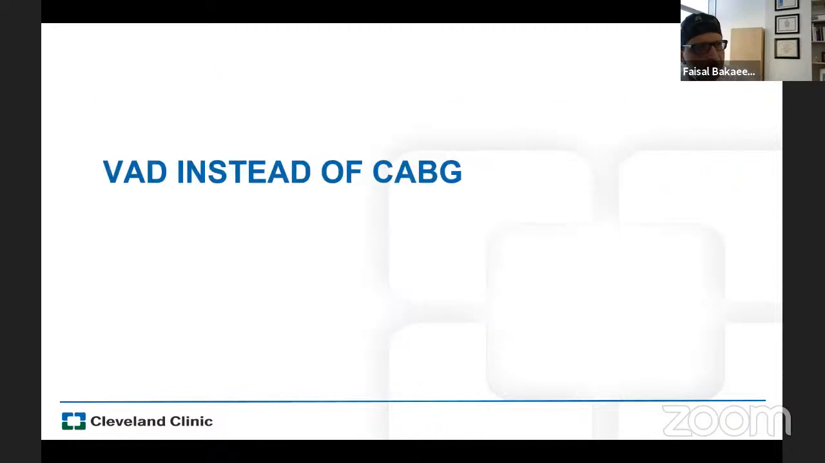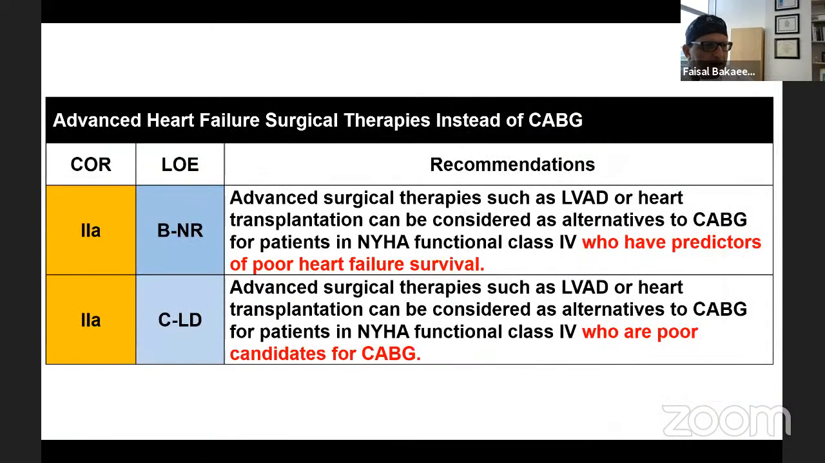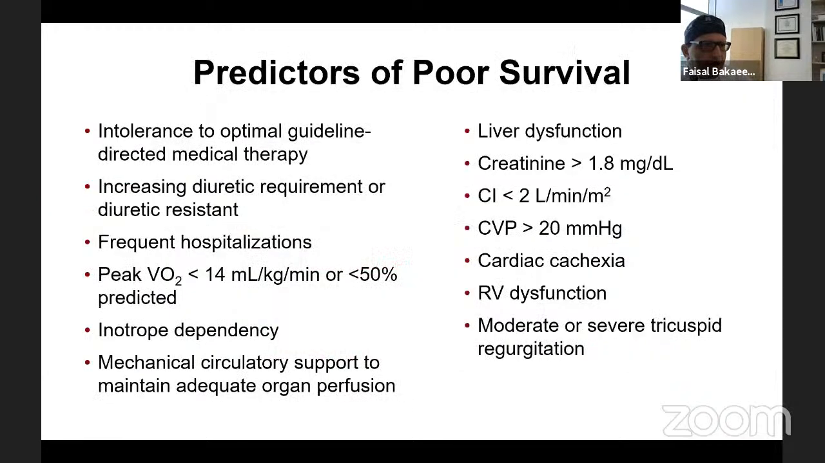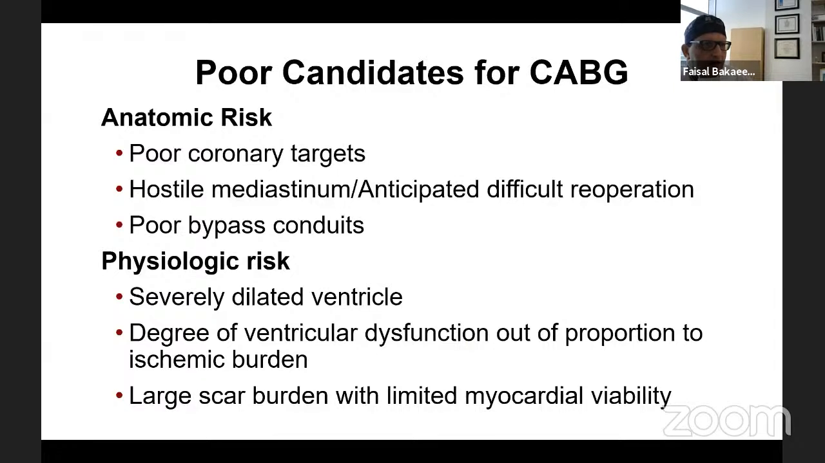But there are situations where we would use a VAD instead of CABG, and that is in patients with heart failure who have poor prognosis or those who are poor candidates for CABG. These are the predictors of poor prognosis for survival overall. And these are the high-risk situations for CABG: poor targets, hostile mediastinum, poor conduits. That's why we do mapping before the surgery. We don't want to go to the OR, open the chest and say, oh, there are no suitable conduits, let's back off.